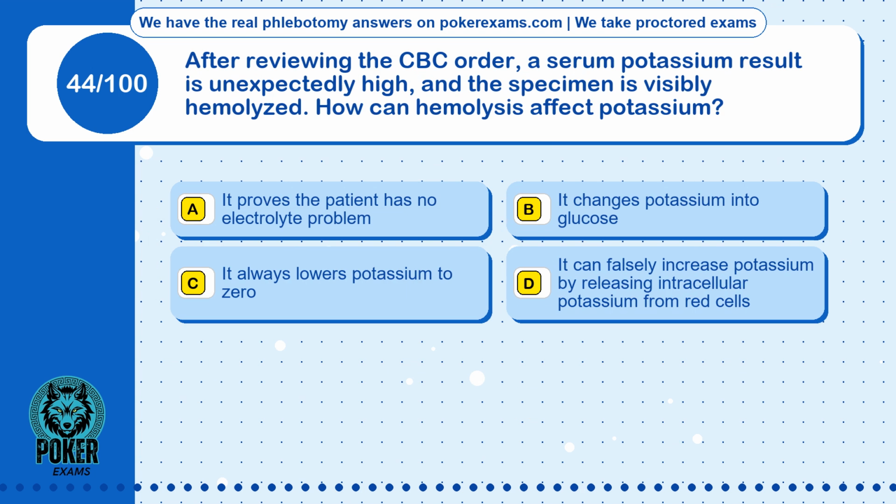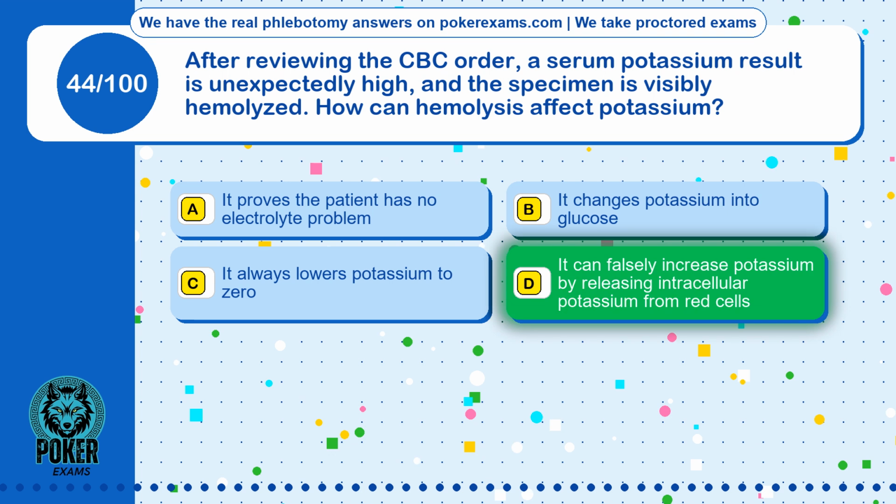Question 44. After reviewing the CBC order, a serum potassium result is unexpectedly high, and the specimen is visibly hemolyzed. How can hemolysis affect potassium? Option A. It proves the patient has no electrolyte problem. Option B. It changes potassium into glucose. Option C. It always lowers potassium to 0. Option D. It can falsely increase potassium by releasing intracellular potassium from red cells.